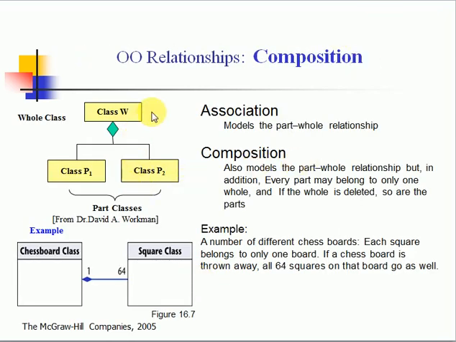This is the representation of composition. Association models a part-whole relationship. Composition also models a part-whole relationship, but in addition, every part may belong to only one whole. And if the whole is deleted, so are the parts. Example, a number of different chessboards. Each square belongs to only one board. If the chessboard is thrown away, all the 64 squares on the board go as well.